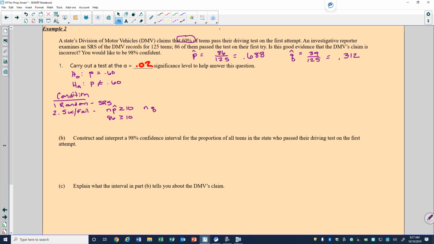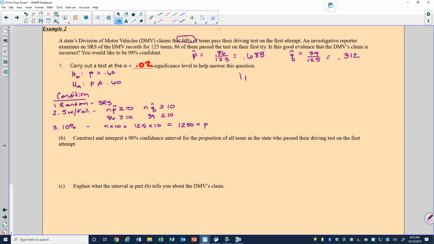We also need to know the number that failed. That also has to be greater than or equal to 10. And we know that already too. That was 39. So that condition checks out. And then for condition check number 3, we need to meet the 10% condition, where I'm going to take my sample size and multiply it by 10. So if my sample size was 125 and we multiply that by 10, we get 1,250, which has to be less than the population. And I would assume that we have had more than 1,250 kids take this driving test. So that condition checks out as well.